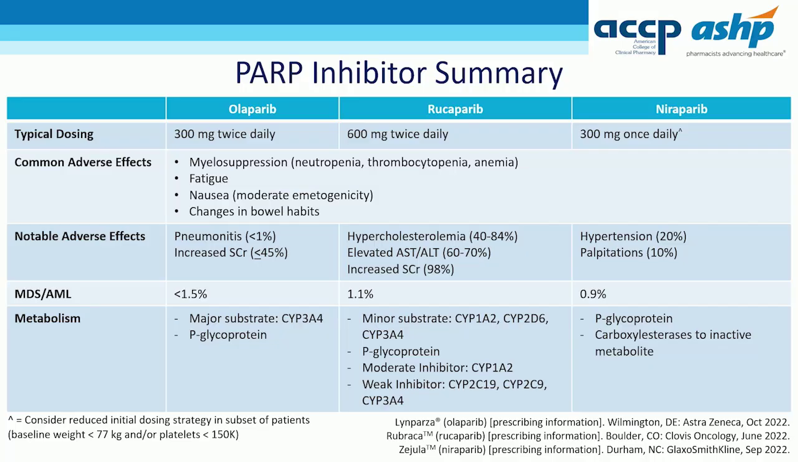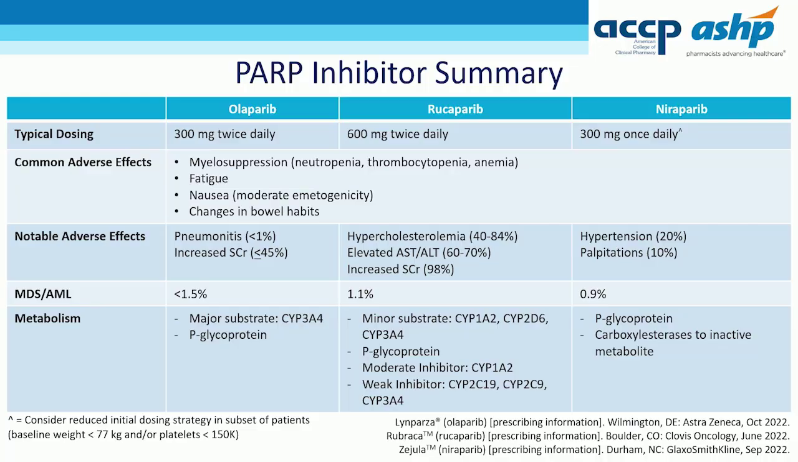Some common toxicities that you'll see across the board for all of our PARP inhibitors: you will see myelosuppression, fatigue, nausea, and potentially changes in bowel habits, most commonly constipation, but you can see diarrhea as well. Some specific toxicities that we'll see: olaparib does have a rare incidence of pneumonitis and also an increase in serum creatinine.